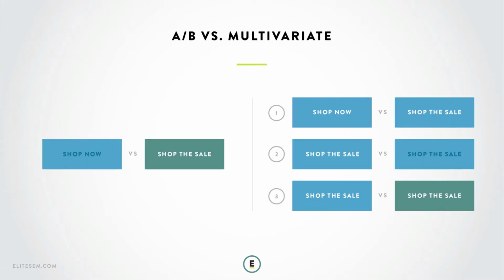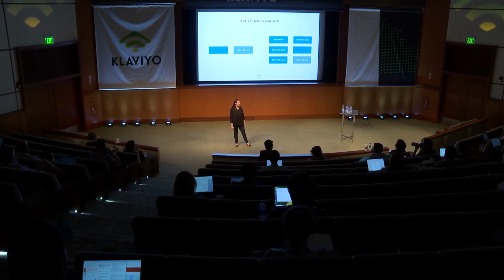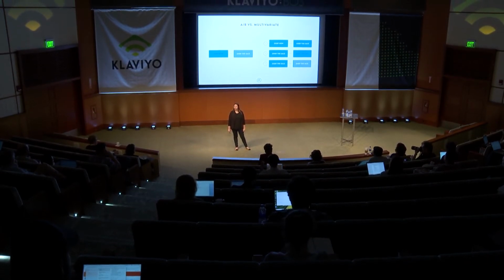So getting into some of the tactical stuff, and don't worry, I have some really great examples after this, so bear with me on these slides just to set the stage here. A/B plus multivariate. How many people only A/B test? Okay, a couple. How many people A/B and do multivariate tests?